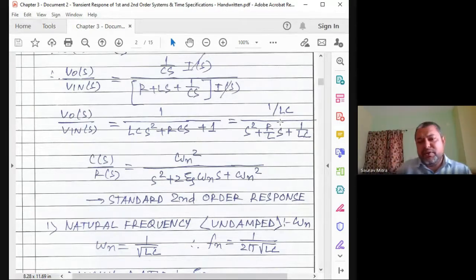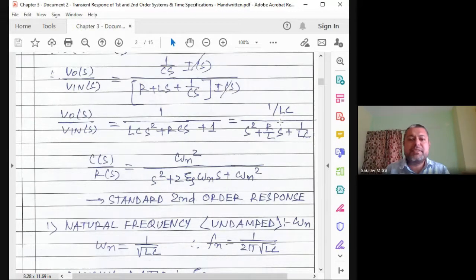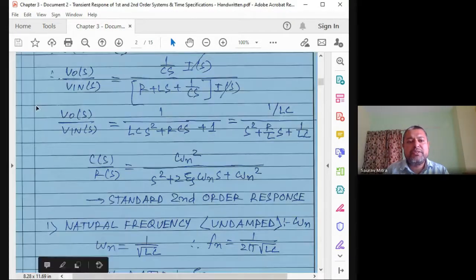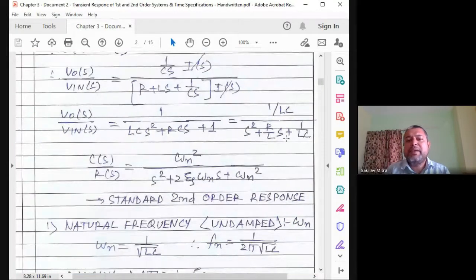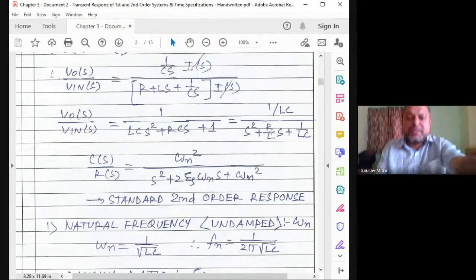Now the same thing if you do for the MBK system, generally it is MS square plus BS plus K. For the MBK system also you can find out the same thing, and you can correlate the MBK system transfer function with the RLC system transfer function. But what will be the difference? You have to find out: you are taking output across what? So we are taking output across M or B or K, because in MBK all the things are in parallel. Anyways, this is the RLC second order system transfer function.